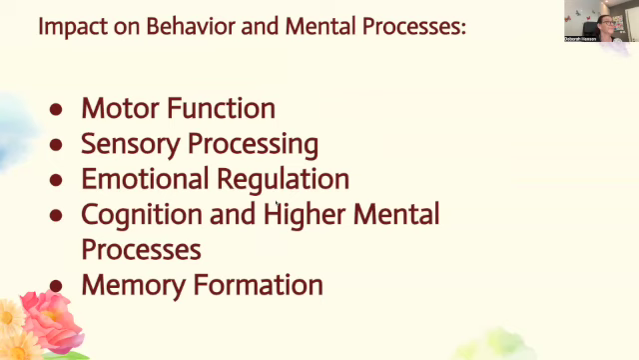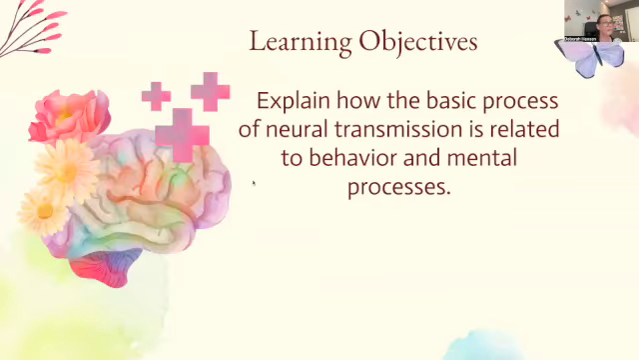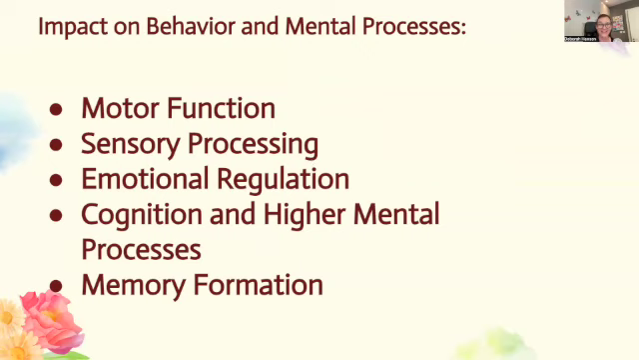We're going to look at the impact on behavior and mental processing. So let's look at some specific functions of a neuron in the different brain areas. We're going to look at motor function, sensory processing, emotional regulation, cognition and higher mental processes, and memory formation. Let's start with motor function.